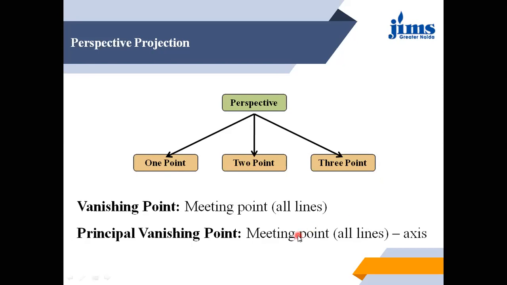And a principal vanishing point is a meeting point where all the lines are parallel to either the x-axis, y-axis or z-axis. This is not the case of axis in the case of a vanishing point, but in case of a principal vanishing point, the axis is also going to be considered. We will see this also through a diagram.